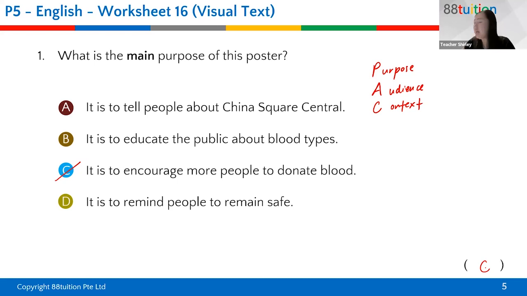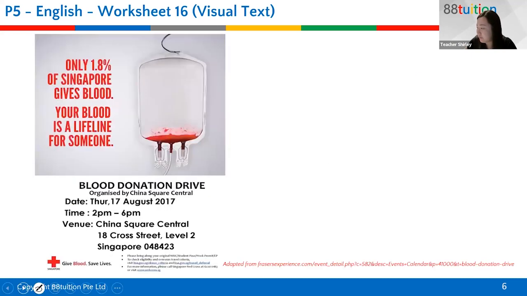Very good. Okay, sometimes it's quite clear what the purpose is. Sometimes it can be a bit tricky. Okay, I think for this one, it's quite direct. It's quite clear that they want to encourage people to donate blood. It's definitely not about telling people about the China Square or whichever. Okay, right? So purpose, always ask yourself, if you are the creator of this visual text, why do you want to create such a piece of text? Okay, it must not be for no reason. There must be a reason why you want to create such a piece of text, right?